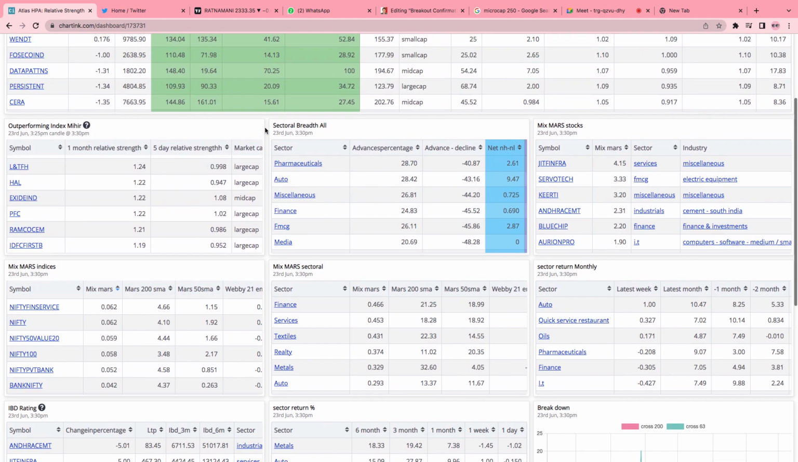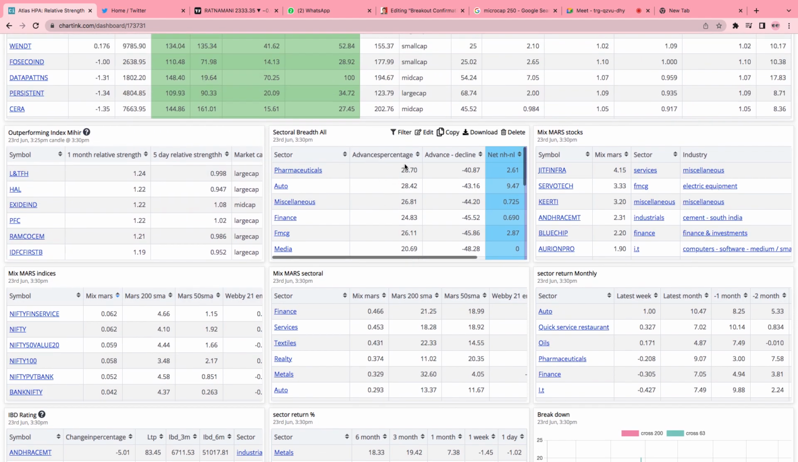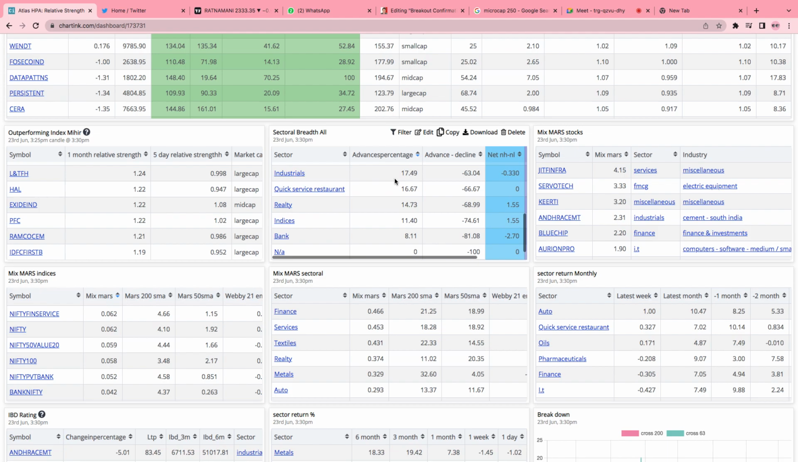Now sectoral breadth will give you, let's say Friday was a bearish day, but you want to see which sector did well. In here we know that the advanced percentage, pharma 28% advanced, 28% of stocks advanced, which means that they closed above the previous day's close. And we know that banks did really bad, realty, QSR on that day.